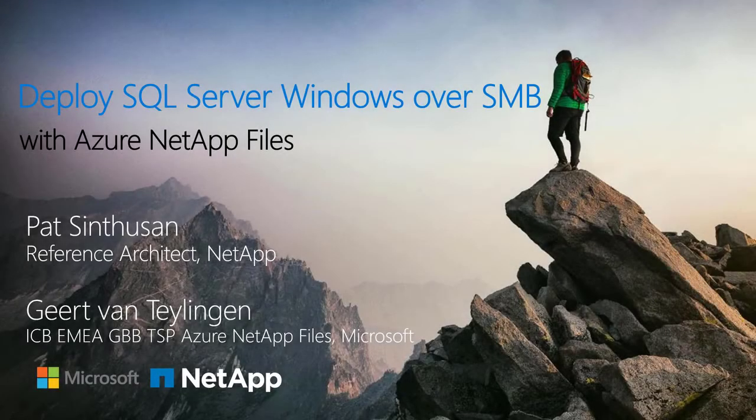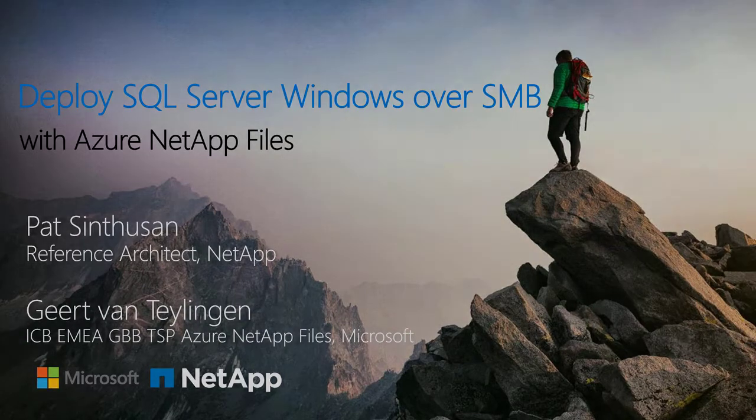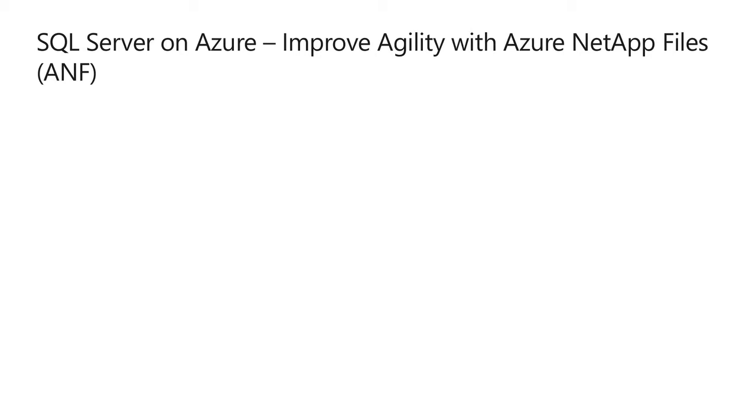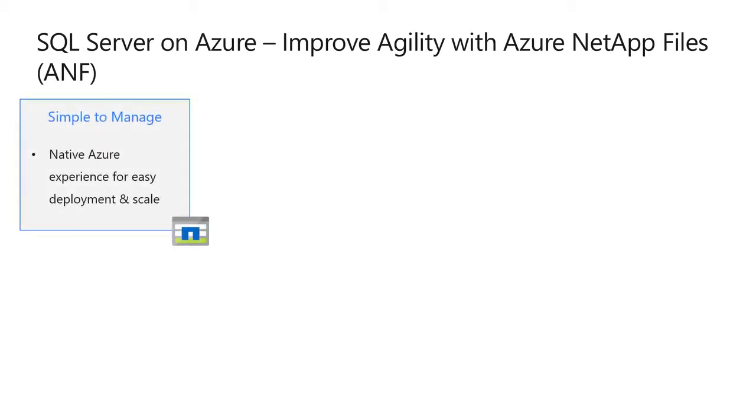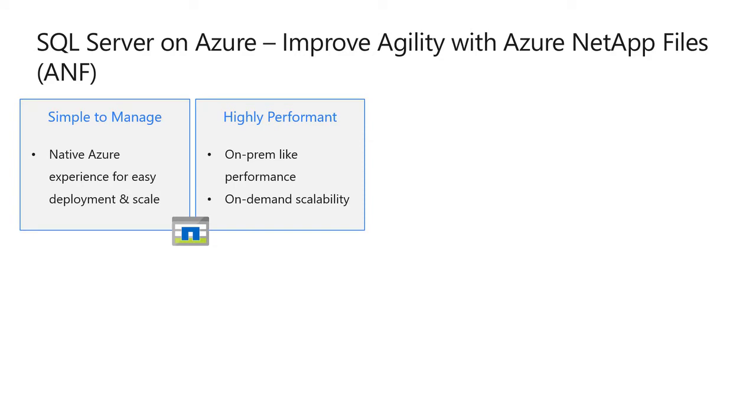This presentation demonstrates how to deploy SQL Server over SMB with Azure NetApp Files, also known as ANF. Azure NetApp Files is built as a simple-to-consume Azure native platform service with the power and reliability of NetApp ONTAP storage software. NetApp high-performance AFF enterprise systems are now available built into Azure data centers.